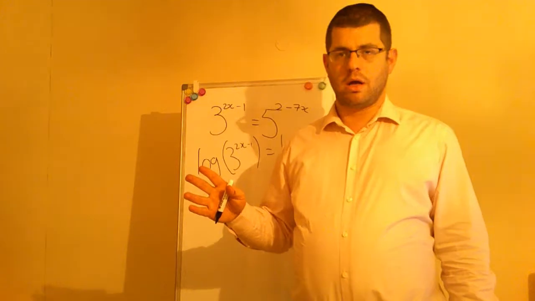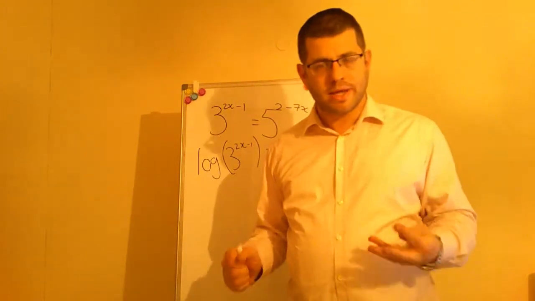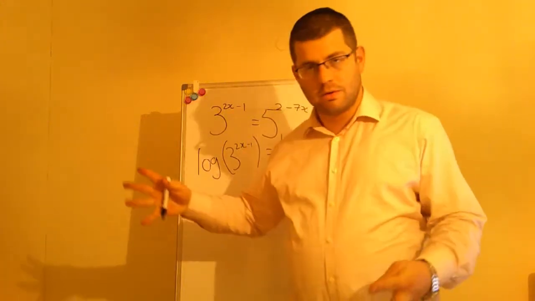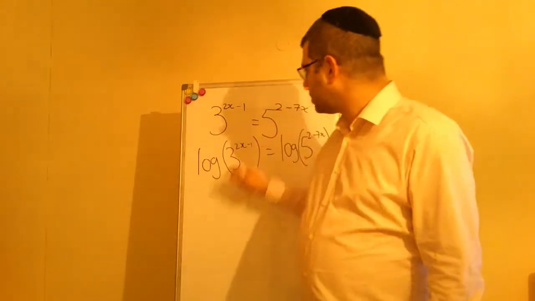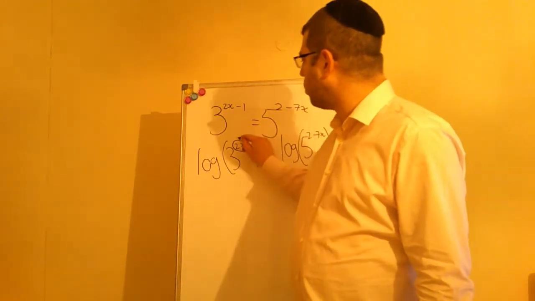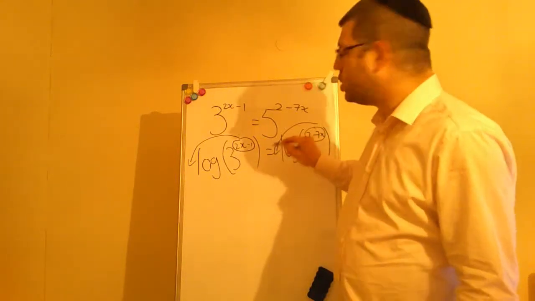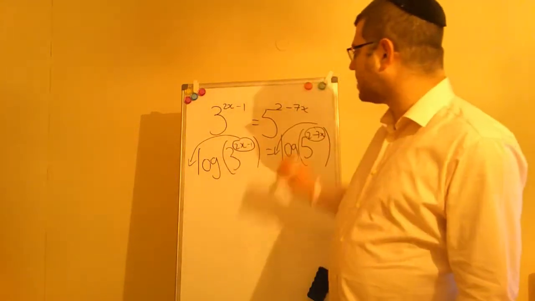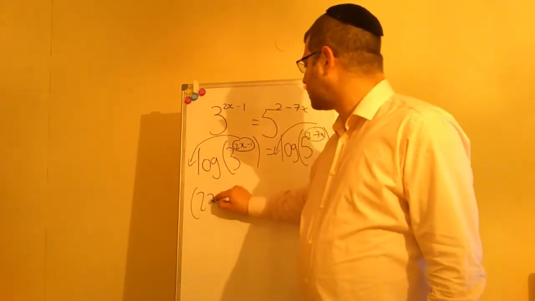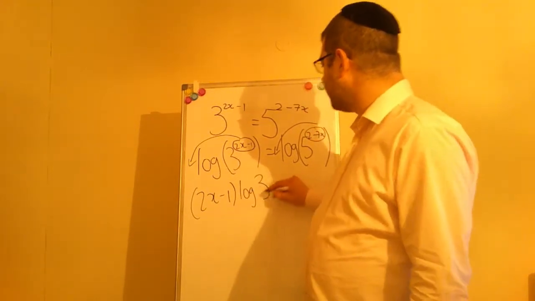It's stuck up as a power, and we can't use the definition, so it's sort of stuck up there and I can't do anything with it. But if you bring it down, then it gives us more options. So let's bring down the whole of this power. So bring down the whole of 2x minus 1, and we'll do the same over here. Use a bracket because there are two terms in that power. So we end up with 2x minus 1 multiplied by log base 10 of 3.